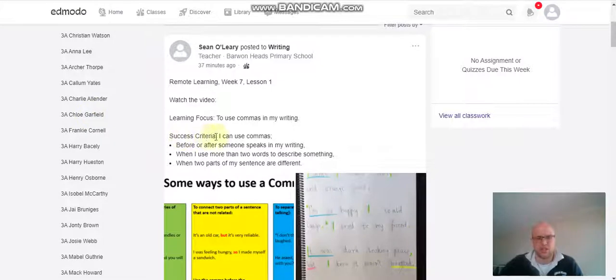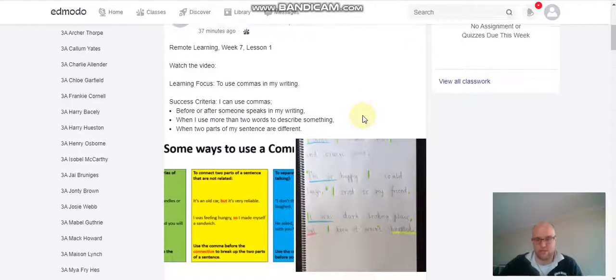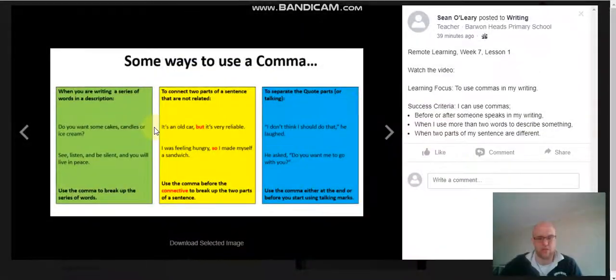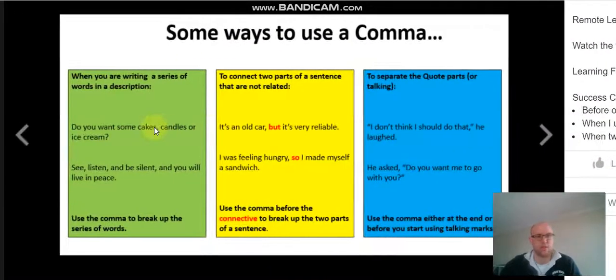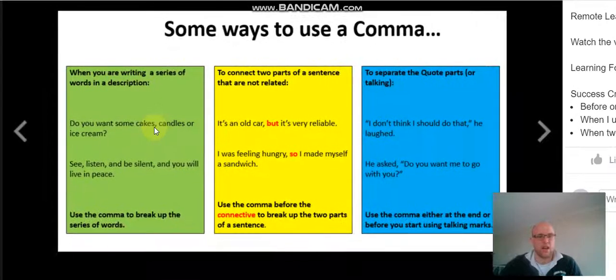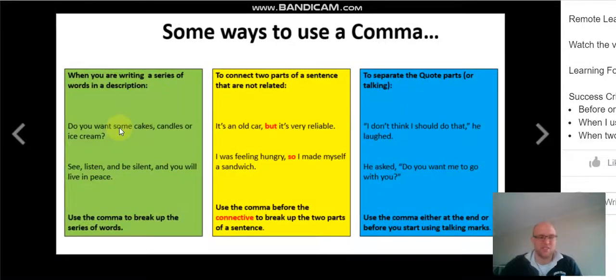So the success criteria is I can use commas before or after someone speaks in my writing, when I use more than 2 words to describe something, when 2 parts of my sentence are different. Okay, you'll see this in a moment. So I've done up one of these little cheat sheets almost of what they actually are.